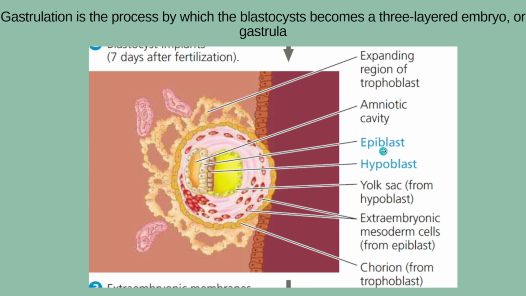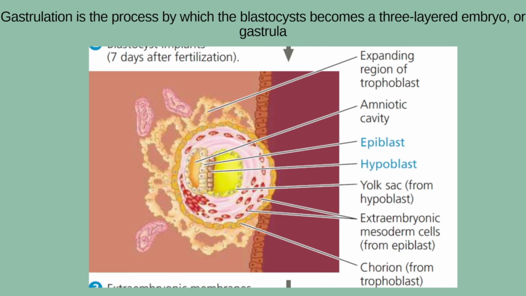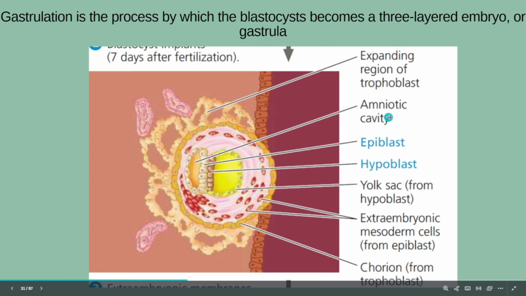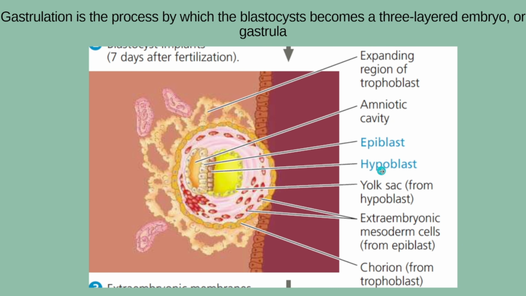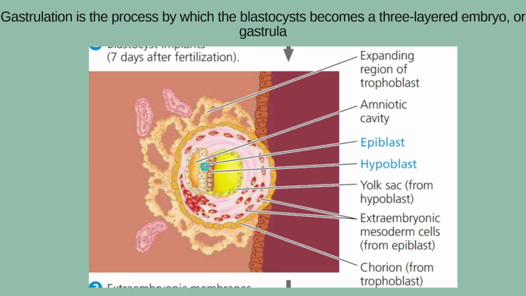So what is happening in gastrulation? What is happening in the epiblast? The epiblast will develop into three germ layers: ectoderm, mesoderm, and endoderm. How about the hypoblast? The hypoblast will develop into the yolk sac here. And then the chorion and amnion cavity, all these can be developed from the trophoblast. The trophoblast also contributes to forming the placenta as well. So all these you need to know.